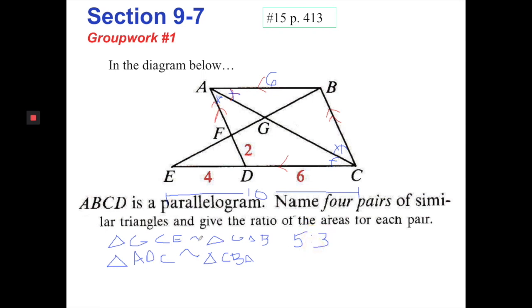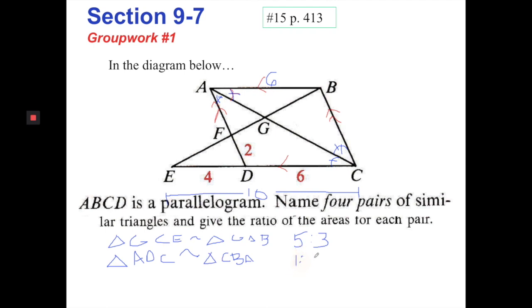Triangle ADC, does that help us with that? Let's take a look. Well, AB is part of a side of CBA, and that corresponds to DC. So this would be a 6 to 6 ratio. So these would just be 1 to 1.